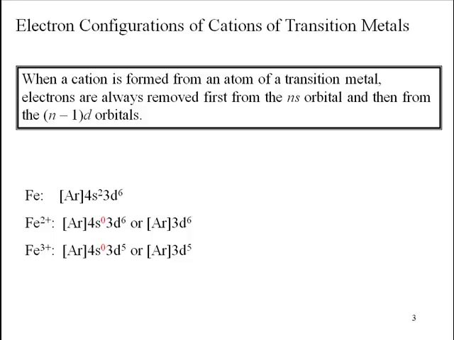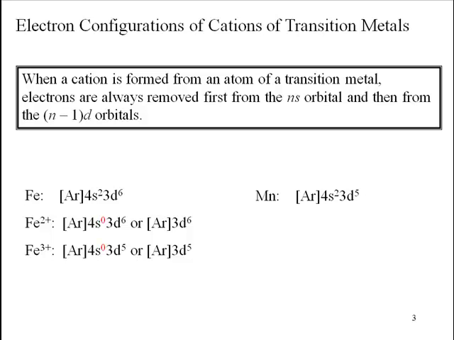Now, a lot of people ask, well, why would it lose that 1 from the d? Well, d5 is half of d10, and for some reason, a half-filled d shell is more stable than a partially filled one. So the rule is, they want to be full, empty, or half-filled, and that usually guides why the ions form the way they do.